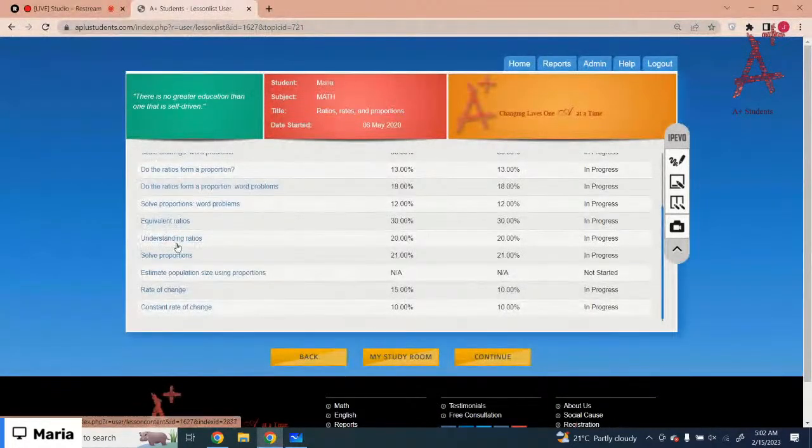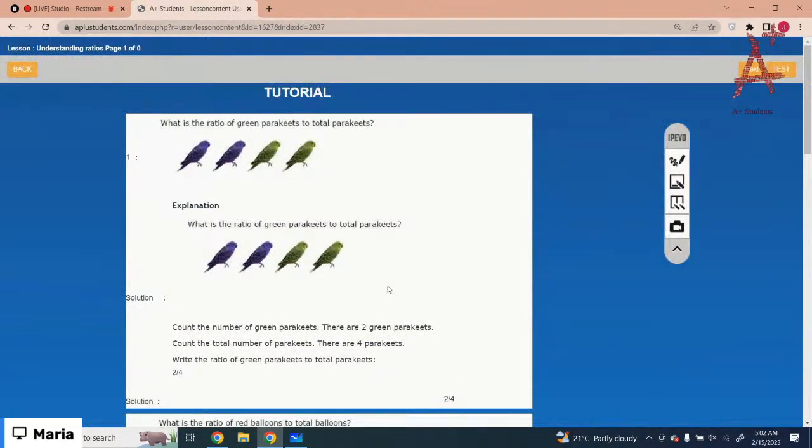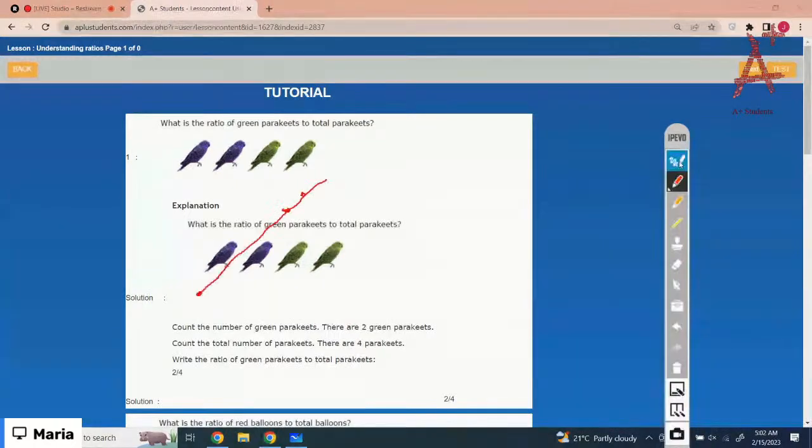Okay, here I'm on grade 7 maths. Let's start with the first lesson, that is understanding ratios. Let's start with the first example. What is the ratio of the green parakeets to total parakeets? You have to count the green parakeets. How many green parakeets are there? There are two green parakeets. Got it? Count the number of green parakeets. There are two green parakeets.